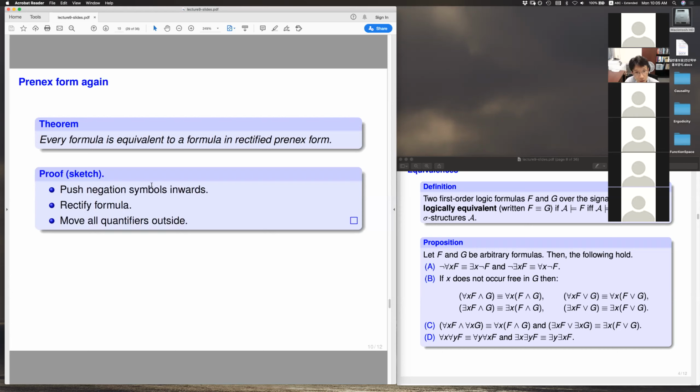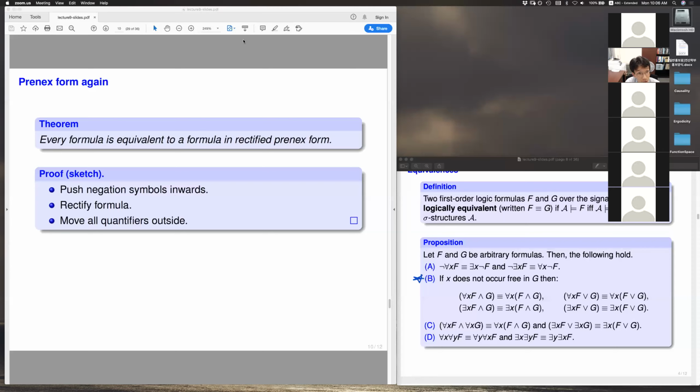Then once it's rectified, what we can do is use rule B, because now we have essentially conjunction and disjunction of these quantified formulas. So if we just repeatedly apply B, then we can take all the quantification outside. And that's possible because whenever we have this kind of conjunction, because of the rectification, variable x will never appear in G as a free variable. So the rectification allows us to apply B. So if you keep applying B, we can transform any formula into a Prenex form.